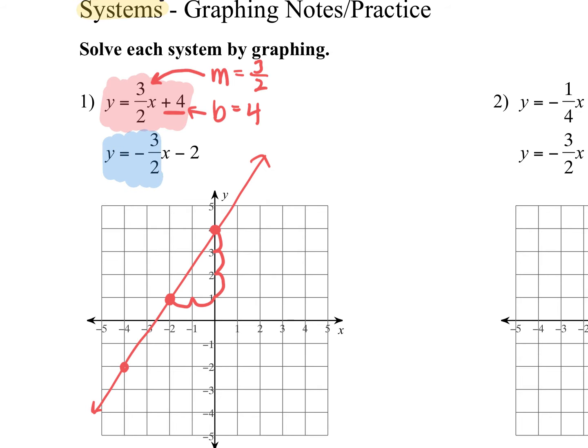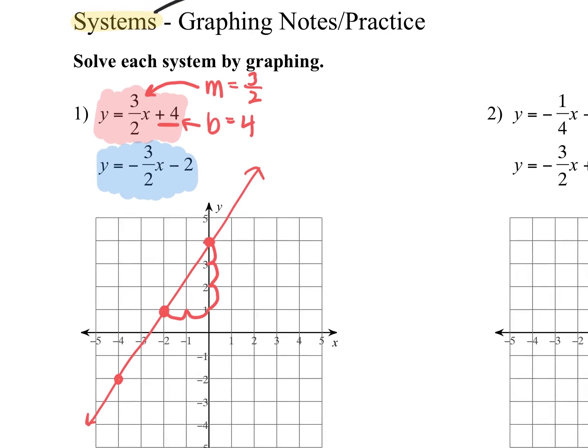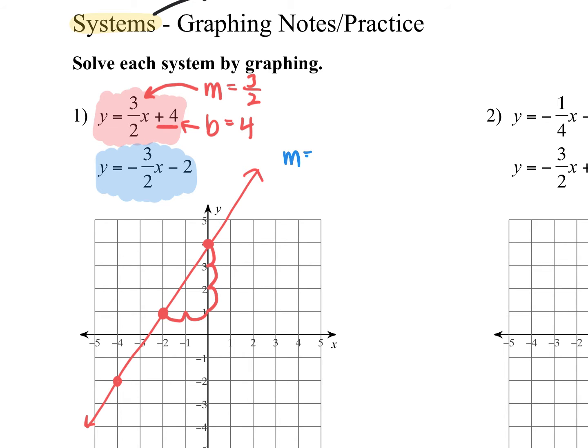Now it's time for our second line, y equals negative 3 over 2x minus 2. My slope is negative 3 over 2, and my b value is negative 2. So we start with my b value again at negative 2. Then my slope is negative 3 over 2, so I'm going to go up 3 and over negative 2. Up 3, over negative 2. There is my other line here.